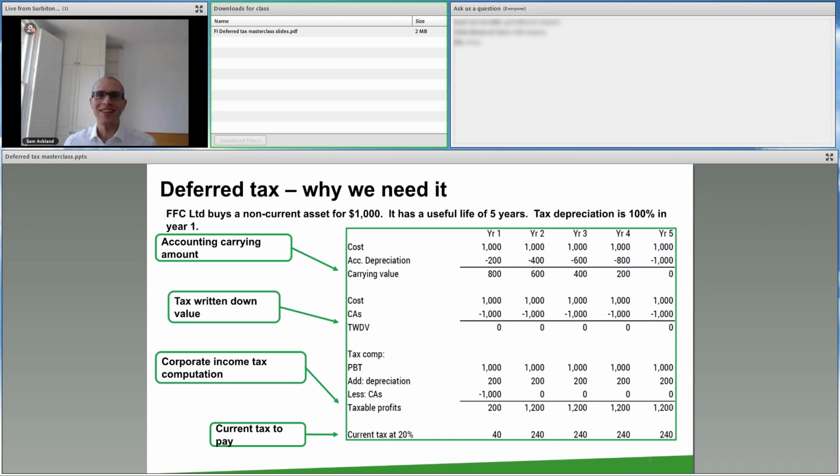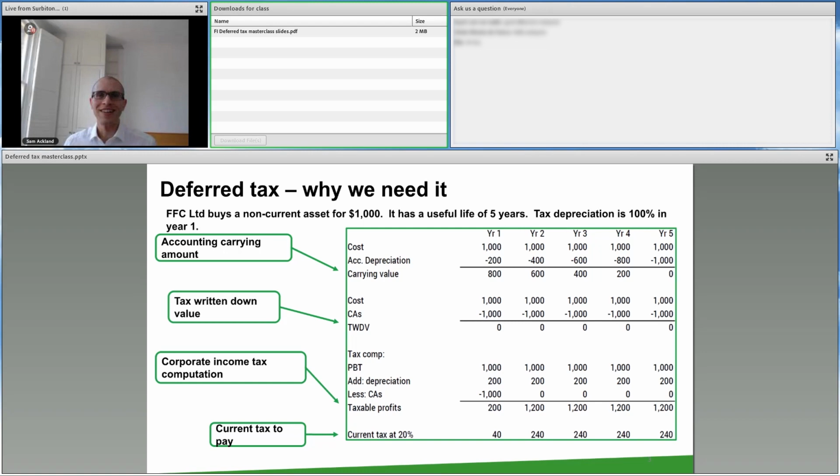Okay, so we have this concept, don't we, of the accounting carrying amount, the tax written down value. We do our corporate income tax calculation, and we get to the current tax expense in our accounts. Let's have a look at taking this example a little bit further.